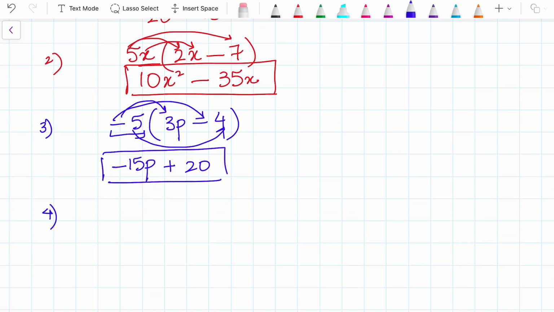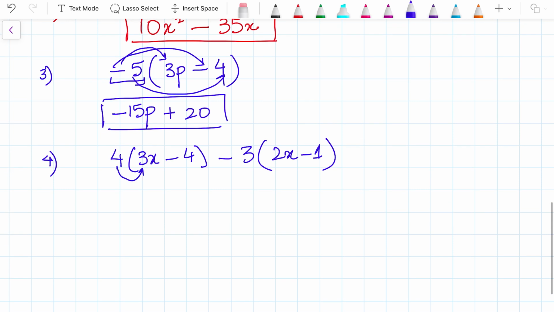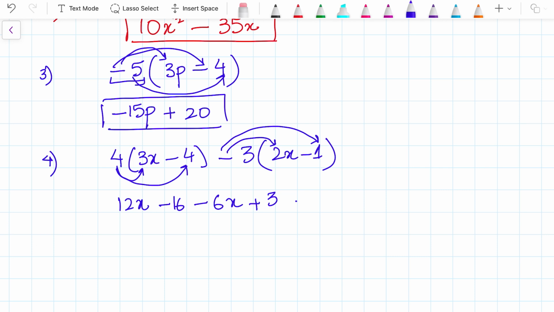Now next is four into 3 is a 12x minus 16. Minus 3 into 2 is a minus 6x. Minus minus is a plus 3. Now 12x minus 6x is a 6x. Minus 16 plus 3 is a minus 13.